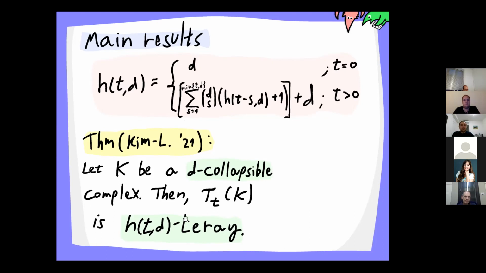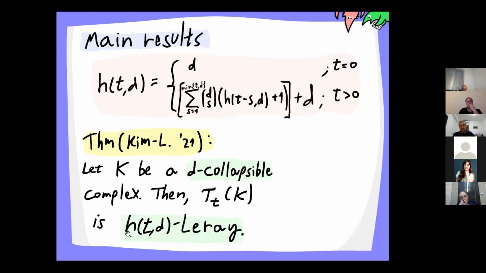Okay, so this result is weaker than our conjectures in two different ways. First, note that we are assuming here that K is d-collapsible, the stronger property, and we obtain a bound on the Leray number of the t-tolerance complex, which is the weaker property. And also this bound H(t, d) is, in general, larger than the conjectured bound, the Erdős–Gallai number.